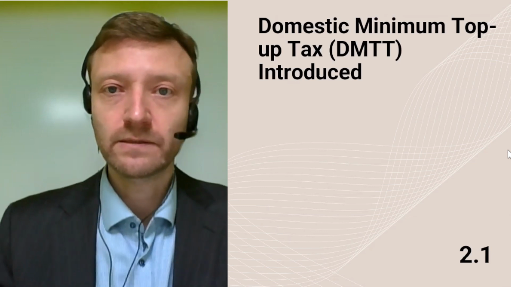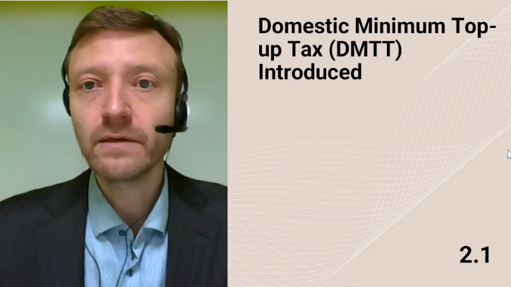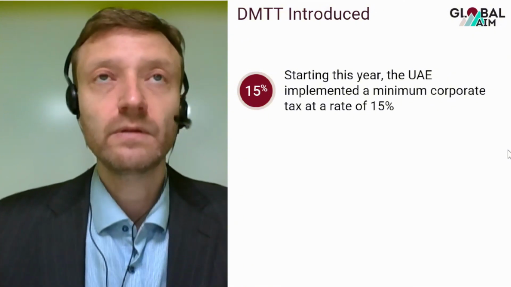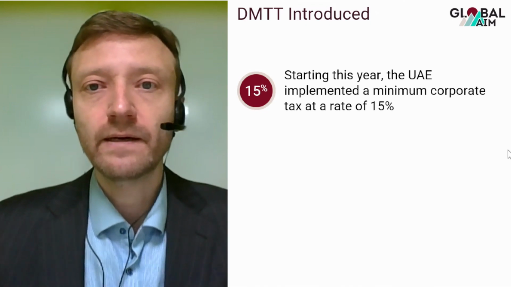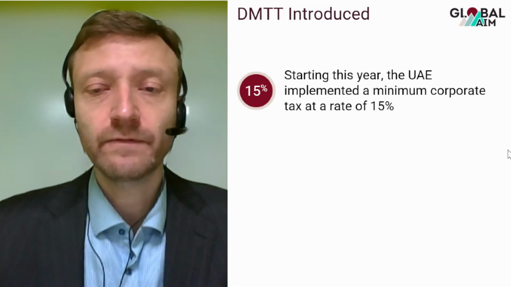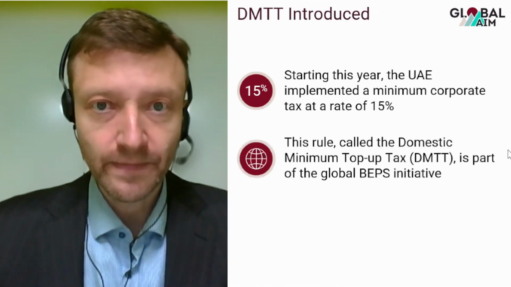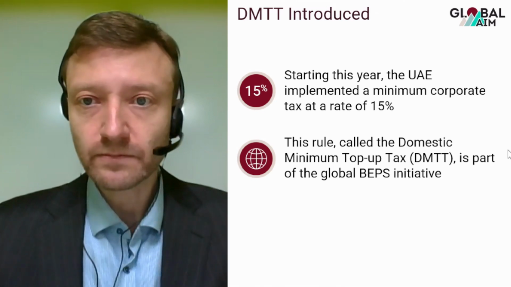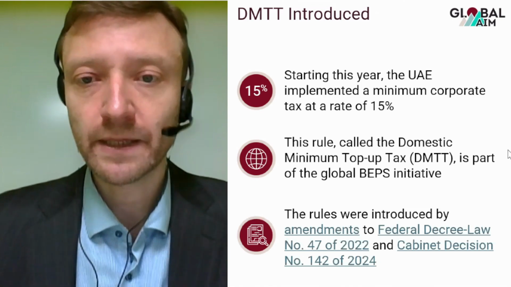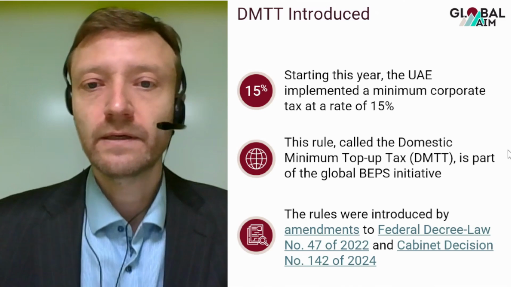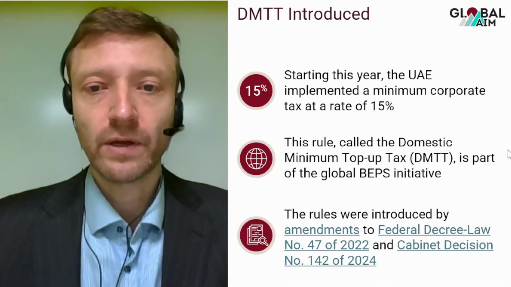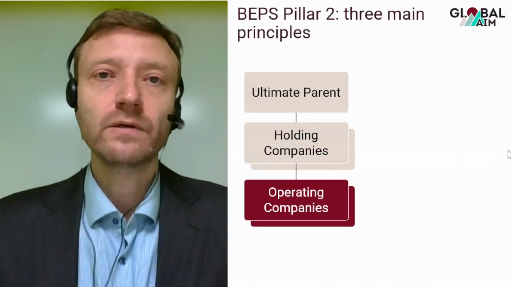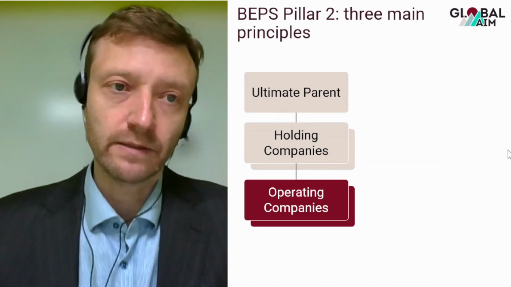Let's start by looking at the domestic minimum top-up tax, which was introduced in the UAE relatively recently, starting this year. As I already mentioned in the Russian part, DMTT is the principle in line with the global tax reform, where it is supposed that large multinational companies should pay at least 15% of corporate income tax globally. And starting this year, the UAE implemented the domestic minimum top-up tax rate of 15%. It's part of the global BEPS initiative, and these rules were introduced late last year and became known early this year by the changes to the federal decree law on the corporate tax, and then by cabinet decision number 142 of 2024.